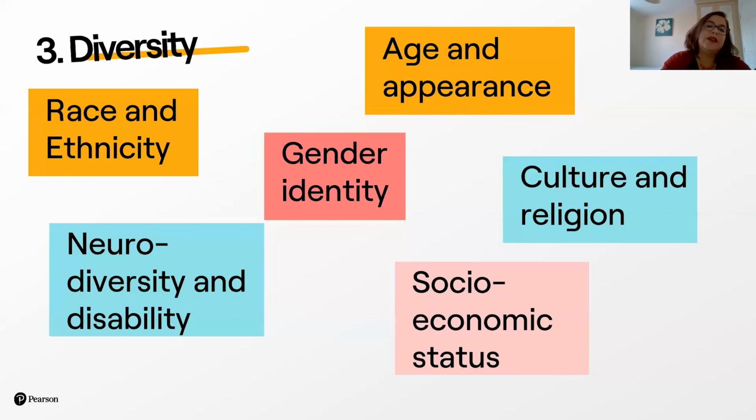Neurodiversity and disability is one of the criteria that we take into consideration when we are assessing the diversity of materials or of a learning environment. And also socioeconomic status, gender identity, gender expression, sexual orientation, and or sexual identity, and all of these concepts as well fall under the umbrella of gender identity.